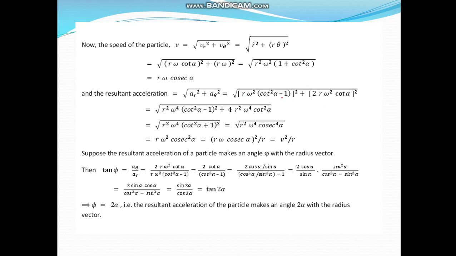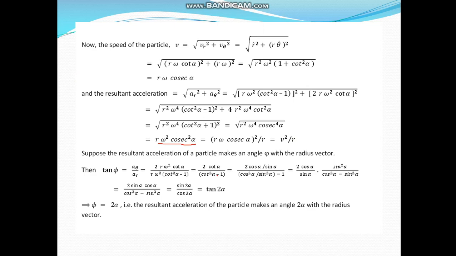square (cot square alpha minus 1) whole square plus twice r omega square cot alpha whole square. Simplify this whole, and the result will be r square omega to the power 4 cosec to the power 4 alpha, that is r omega square cosec square alpha, or we can write it this way, (r omega cosec alpha) square upon r. Actually we divided it by r up and down. So it is v square by r.